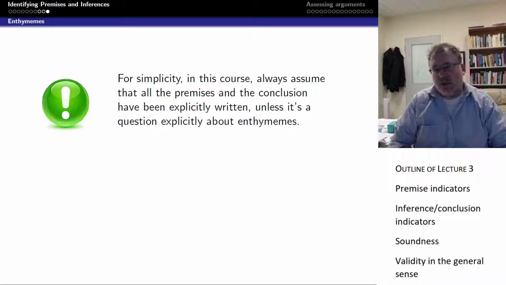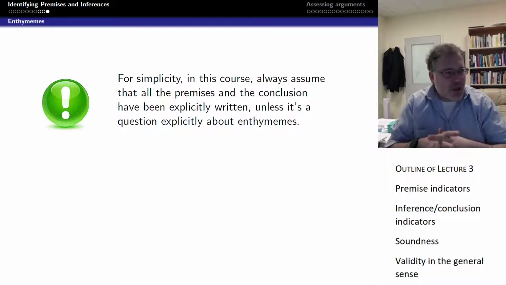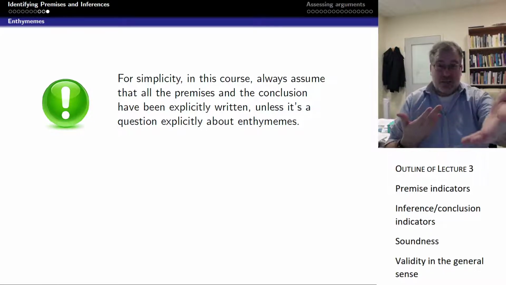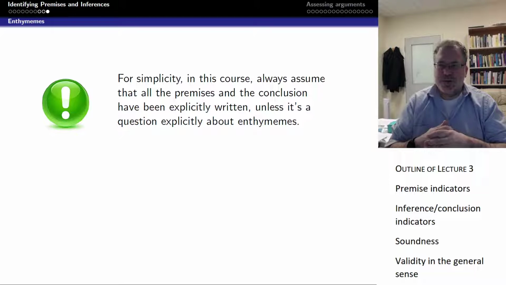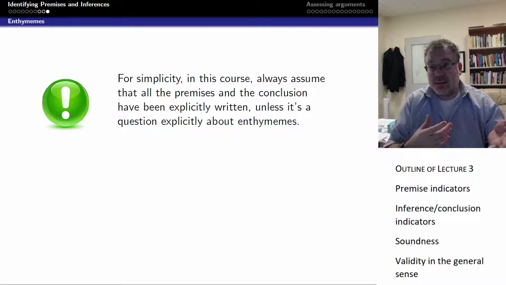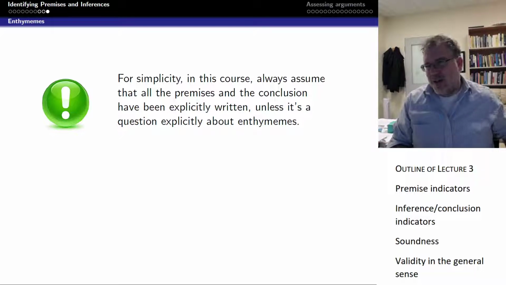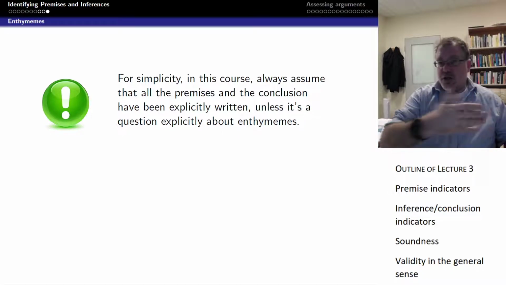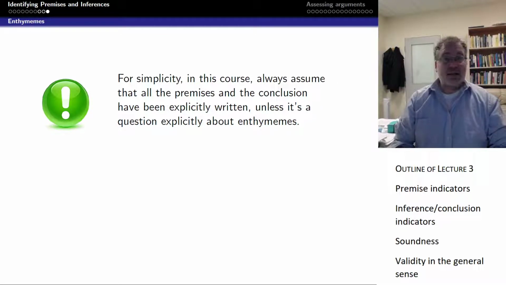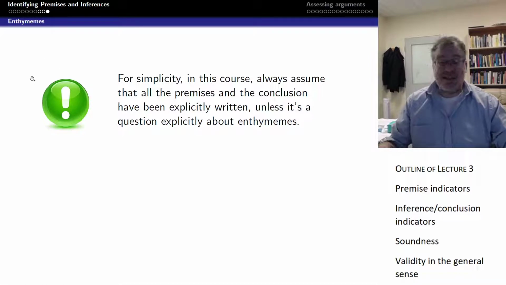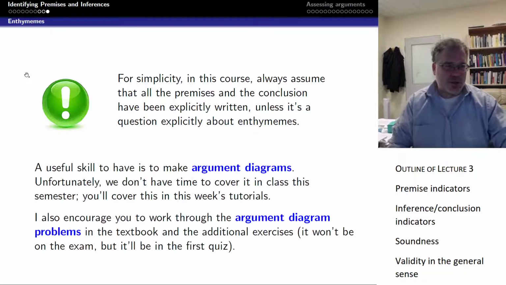all the premises and the conclusions have been written, unless it's a question explicitly about enthymemes. Now, the reason I tell you that is just because occasionally I'm going to present invalid arguments to you, and some people might think, oh, it's a valid argument, it's just that there's a missing premise, right? So that would make it hard to figure out what is the correct answer to the question. So for the course, just assume that the way the argument is presented is what it is. There's never any missing premise and conclusion. So that should simplify matters quite a bit when you're answering questions.